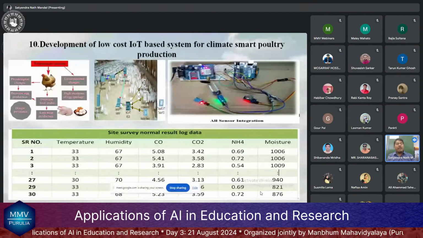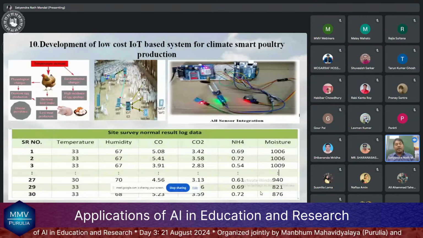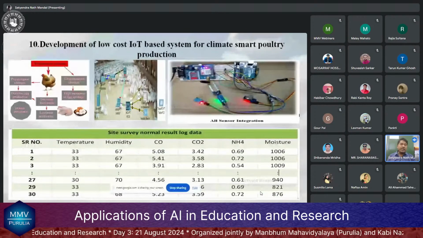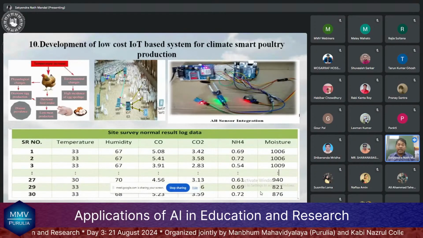And if the farmer maintains this IoT system in their farm, they are not losing the weight of the chicks.